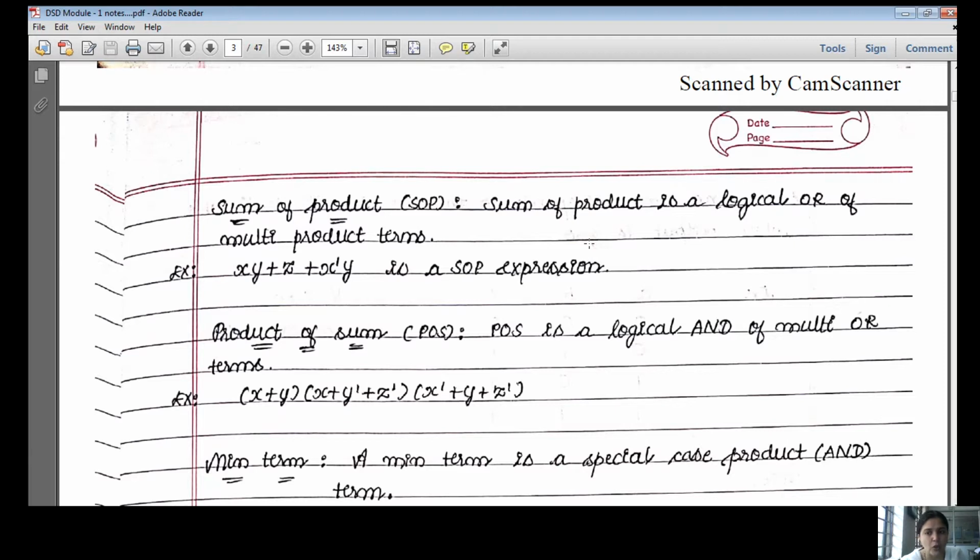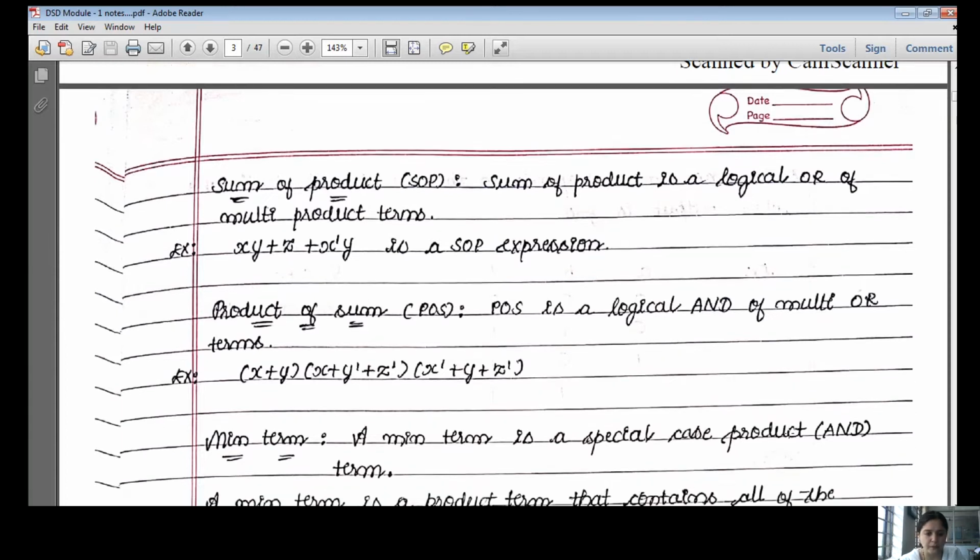Sum of product is a logical OR of multiple product terms. This is a product term, this is a product term, this is a product term, and they are combined with a logical OR, that is plus. In the same way, POS is a logical AND of multiple OR terms. This is an OR term, this is an OR term, and this is an OR term. They are ANDed, that is, multiplied.